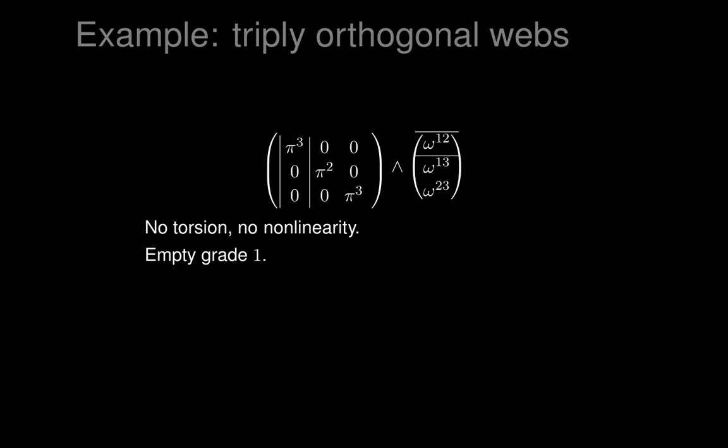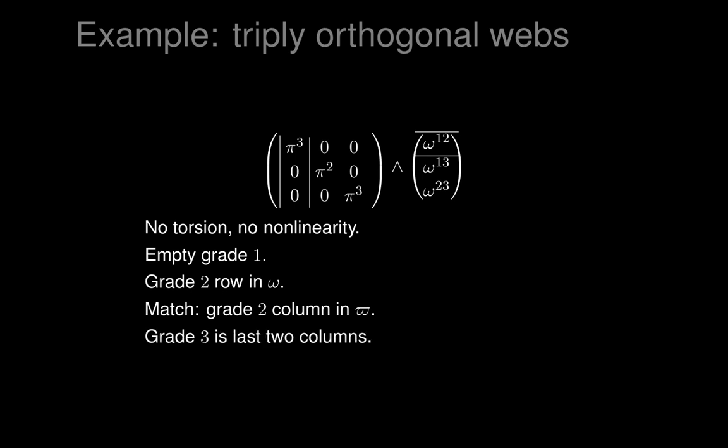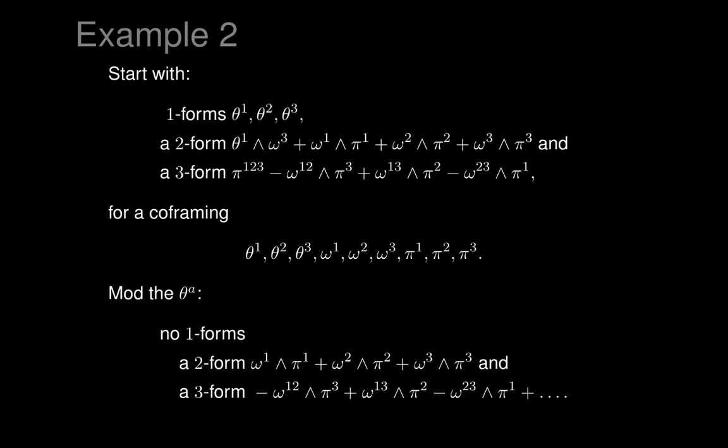So we have an empty grade 1. We have grade 2 as a row in the omegas, and therefore we have a matching grade 2 column in the varpi matrix. And we have grade 3, which is the last two rows in the omegas, and therefore the last two columns in the tableau matrix. Okay, so that's the triply orthogonal web system viewed from the point of view of tableau.